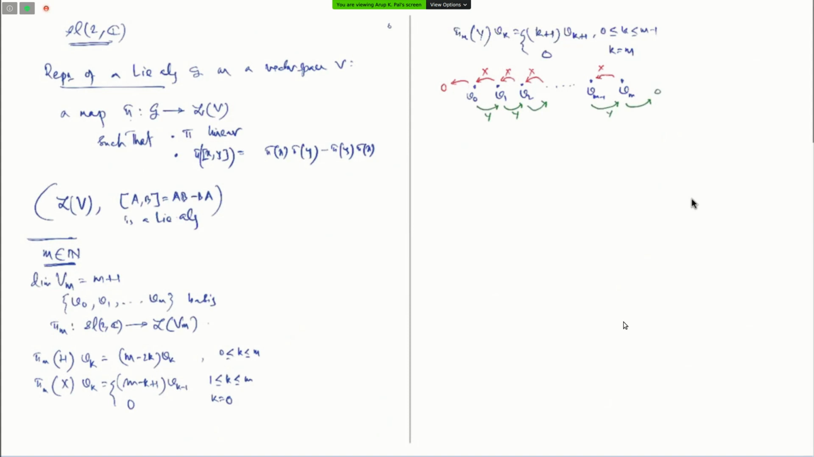Okay, so this is a representation that you verify. That computation I'm not getting into. That is just computing those relations. So what you have to check is ym.